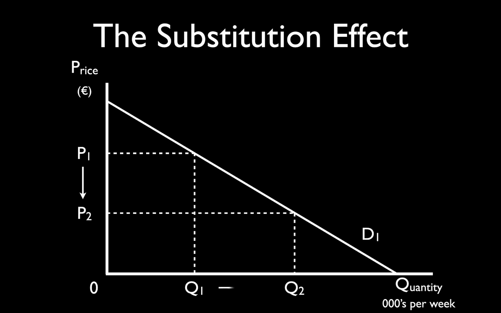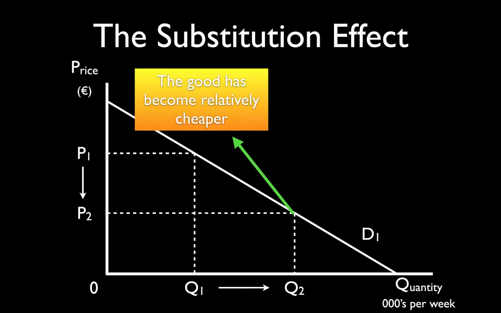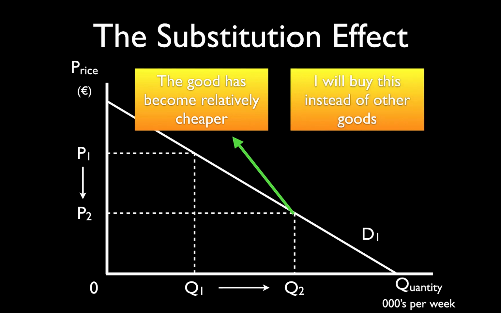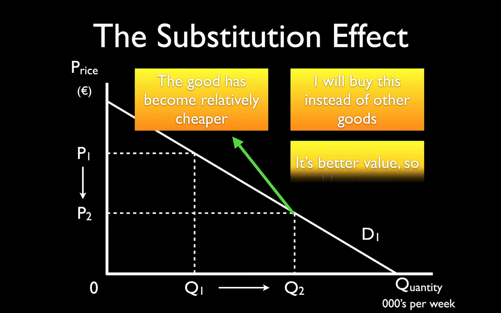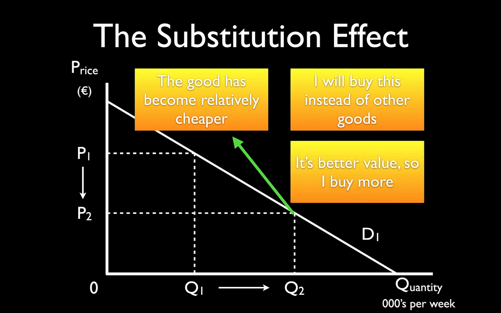We are always trying to explain why the demand curve slopes downwards, why there's a law of demand, why following a price reduction people will buy more. We have already explained this in the previous video through the income effect. Now we're going to try and explain it through the substitution effect. What we're going to say is this good has become relatively cheaper. I will buy more of this good instead of other goods because you always buy more of a relatively cheaper good. It's better value, so I buy more.